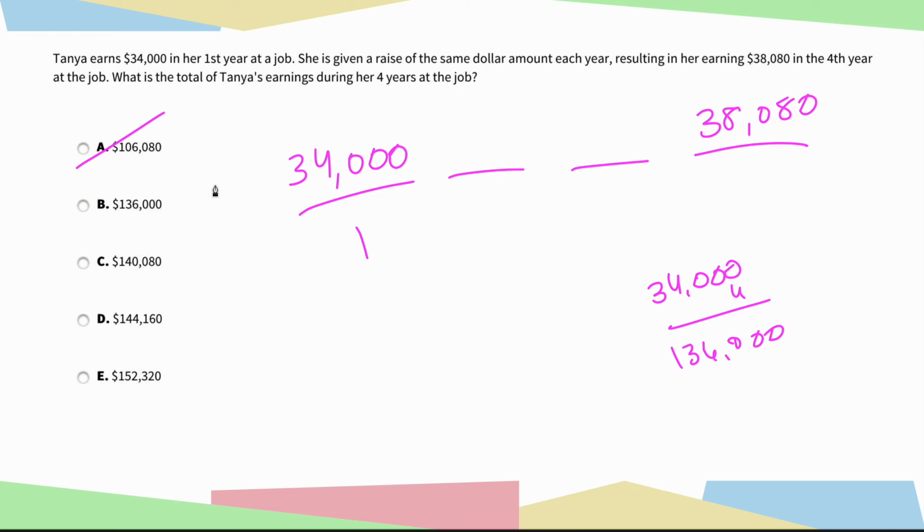So I can immediately eliminate answer choice A because that's too small, and answer choice B because I know obviously she earned more than that amount.